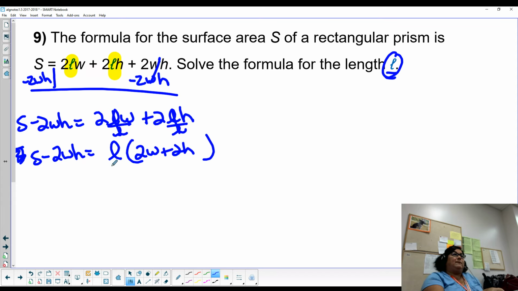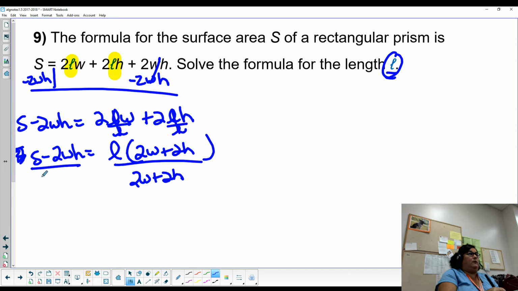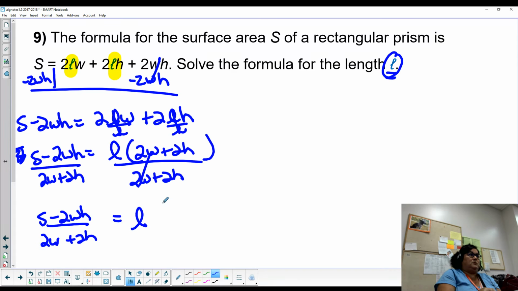I'm almost done because L's almost alone. Now I just need to divide by the quantity. Those go. And this is S minus 2WH over 2W plus 2H. This is the answer.